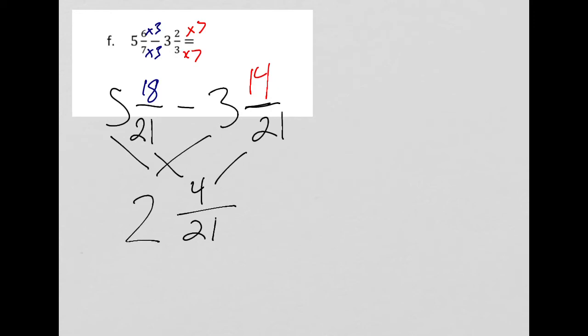So we end up with 2 and 4/21 as our final answer here. And I know that's the end. I can't simplify it anymore because the factors of 4 are 2, 4, and 1, and the factors of 21 are 3, 7, 21, and 1, and they don't have any common factors, so my final answer is 2 and 4 21s. Okay, last one we're going to do is this word problem.